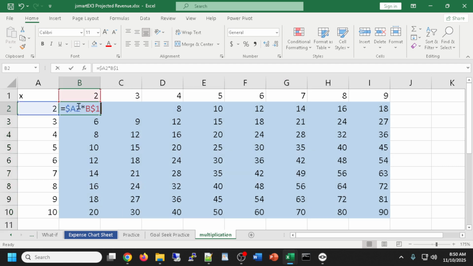The key here is we were going to fill handle. That's where we care about stickies. If I'm not going to copy the formula, you don't have to worry about absolute referencing.